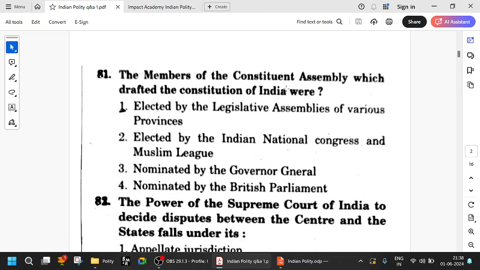This is about the Constituent Assembly, which was formed to draft the Constitution. Dr. B.R. Ambedkar is the head of the drafting committee, chairman of the drafting committee.